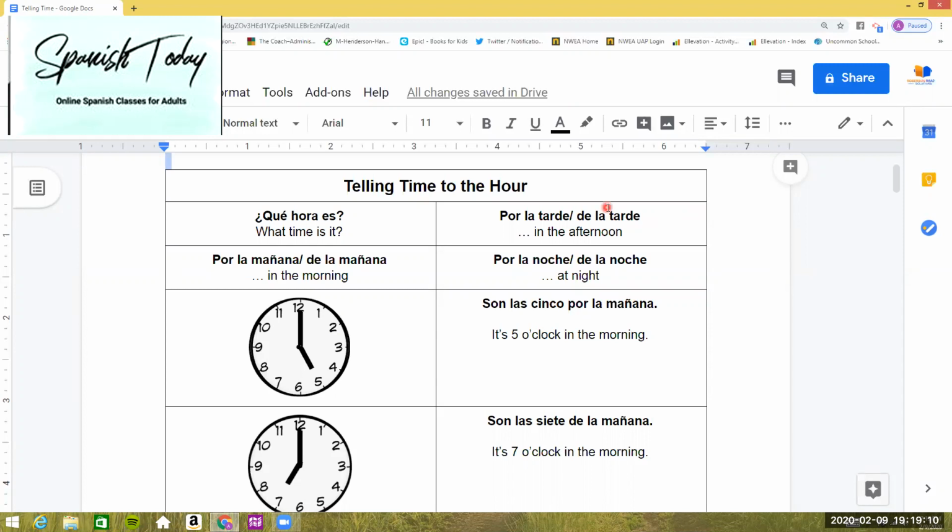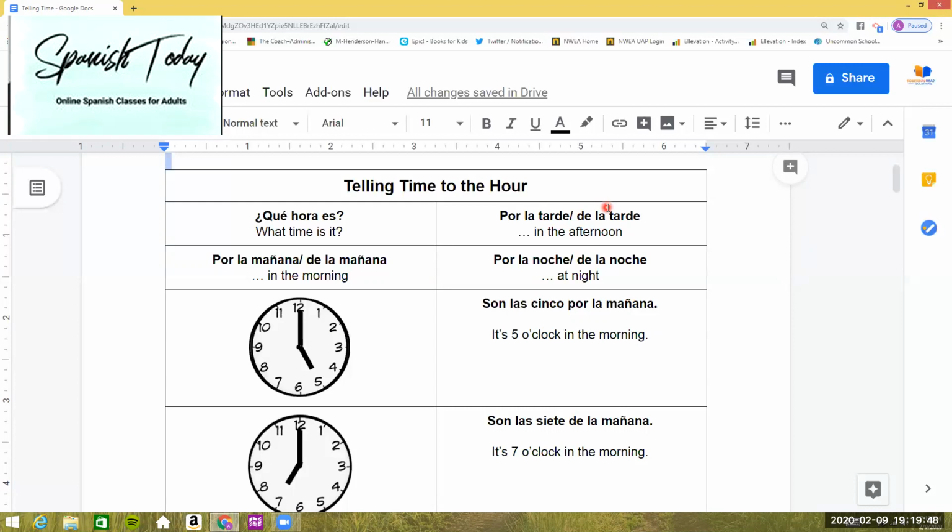Okay, so there are different ways to tell time. You tell time to the hour, like 1 o'clock, 2 o'clock. Then you tell time to the half hour, 2:30, 3:30. Then you tell time to the quarter hour, so 2:45, 3:45, 2:15, 3:15. And then you tell time on the off hours, like 2:05, 3:55, 4:15. So we will cover those things today.